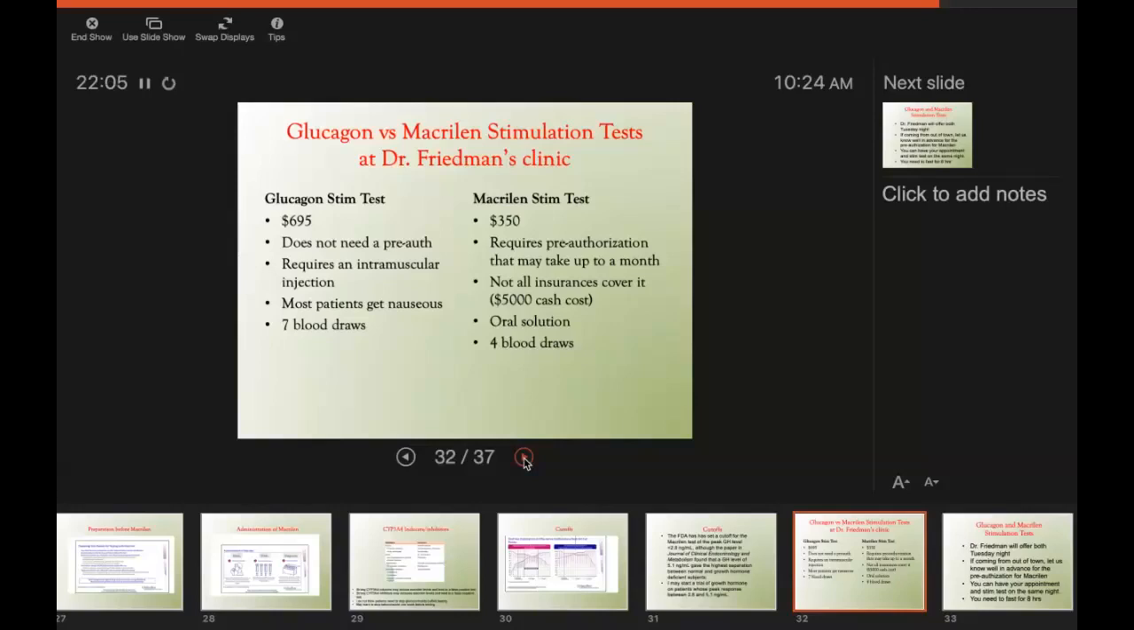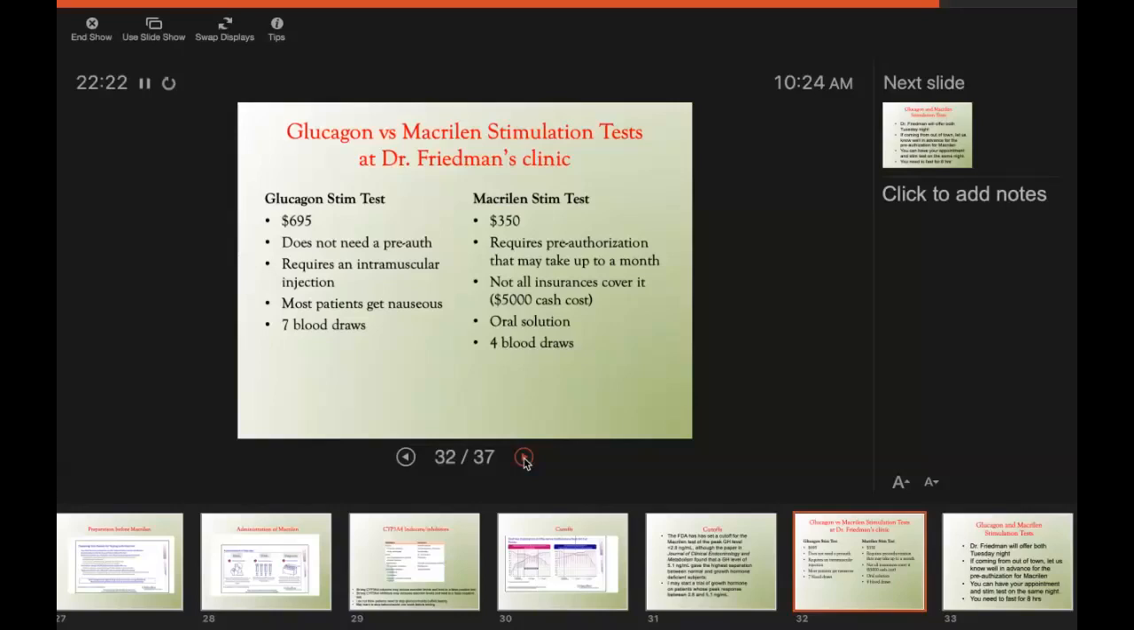We could just pay you $350. No, you have to get the drug. You can take it, $350. I'd be happy to have the money, but you won't get the Macrilen. I can't do the test, even if you pay me the $350, because the company won't authorize it. The company's charging you $5,000.